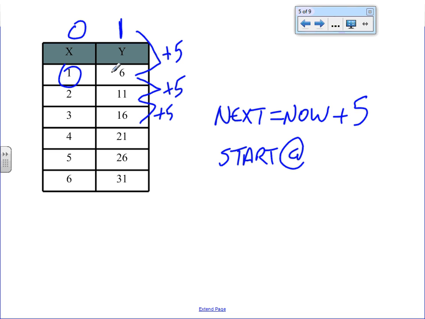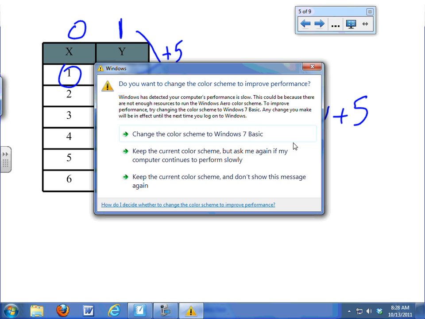Now, don't start at the first value in the table. We like to start with that 0 value. So in this case, we're starting at 1. If a table doesn't start at 0, work your way backwards to get to that place where it's a 0 value. Okay, so next equals now.